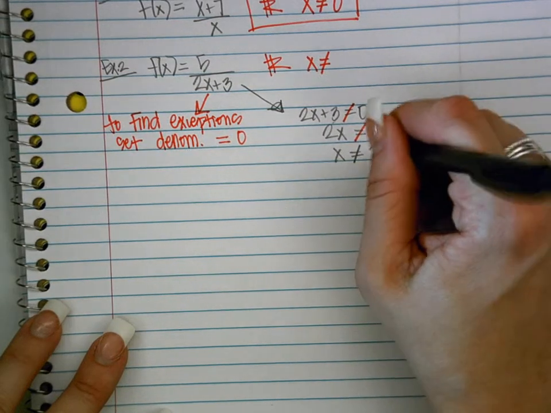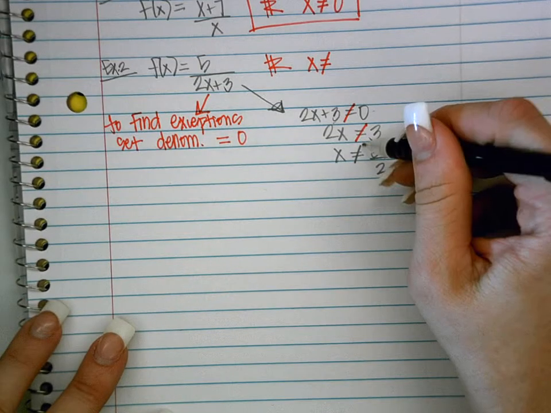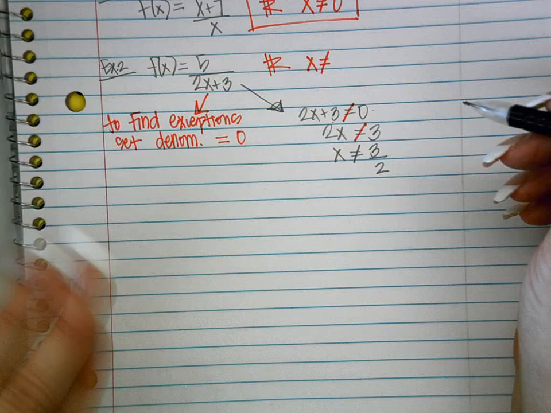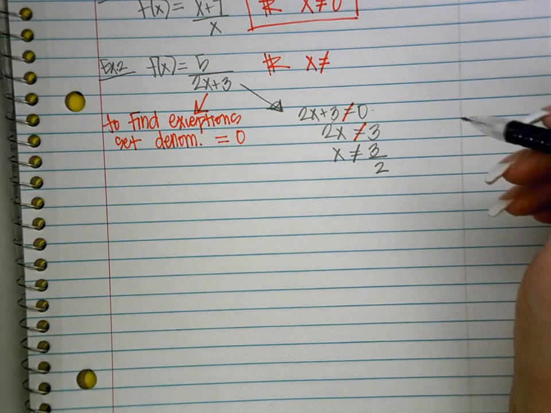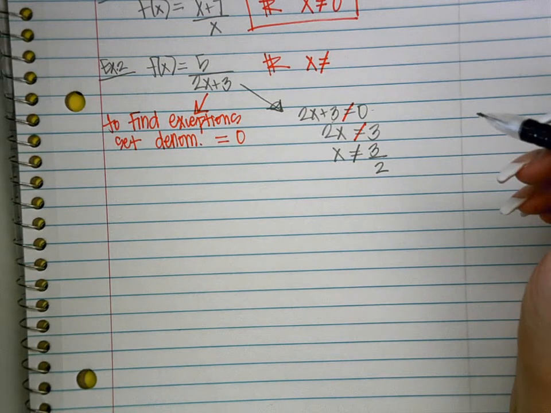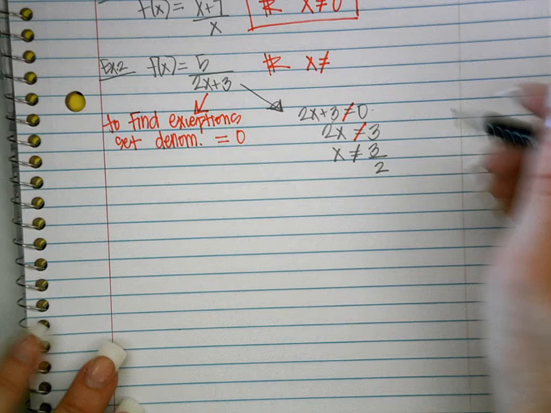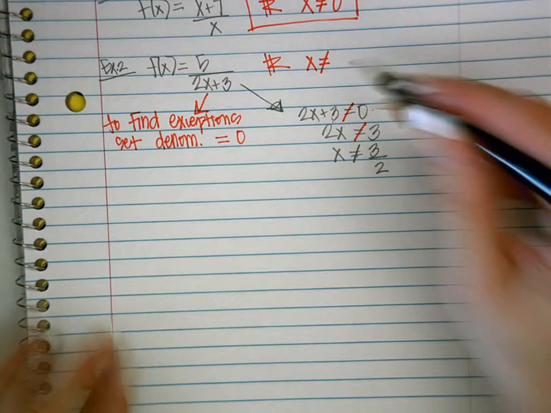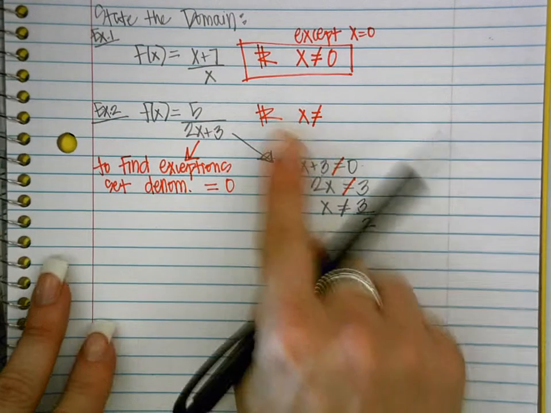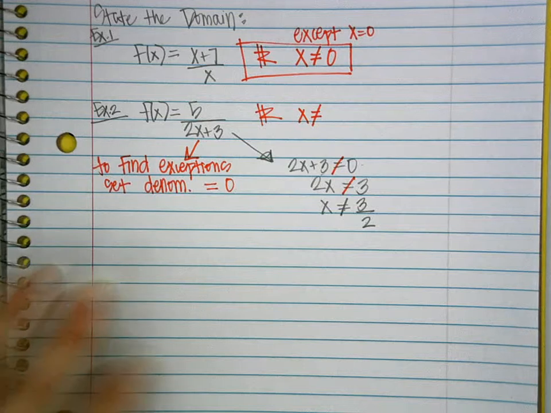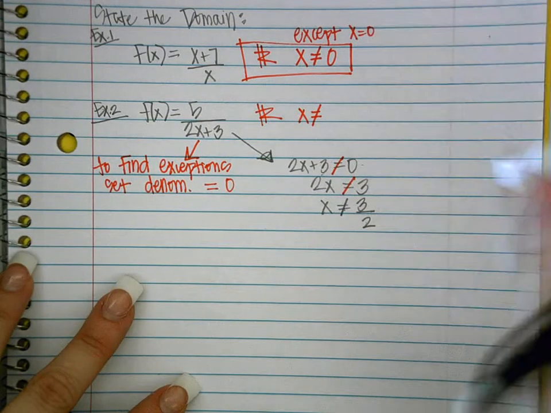Divide 3 over 2, okay? Don't let this little slash through the equal sign mess you up. You're still solving exactly the same as if the slash wasn't there. So x cannot equal 3 over 2, so that is your exception. So you can plug in any number except 3 over 2.